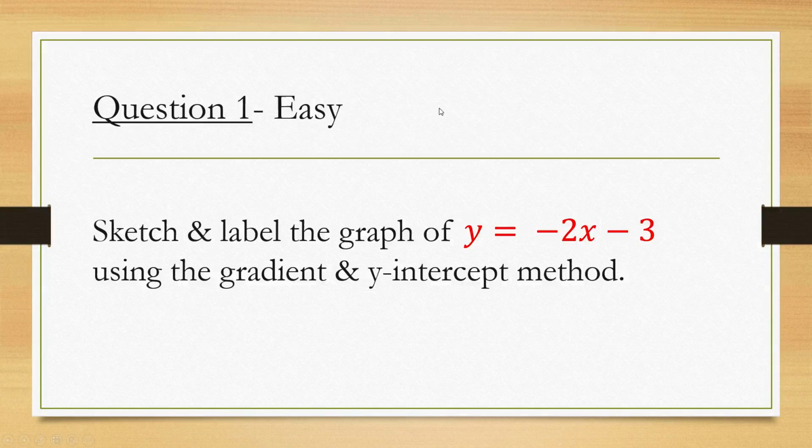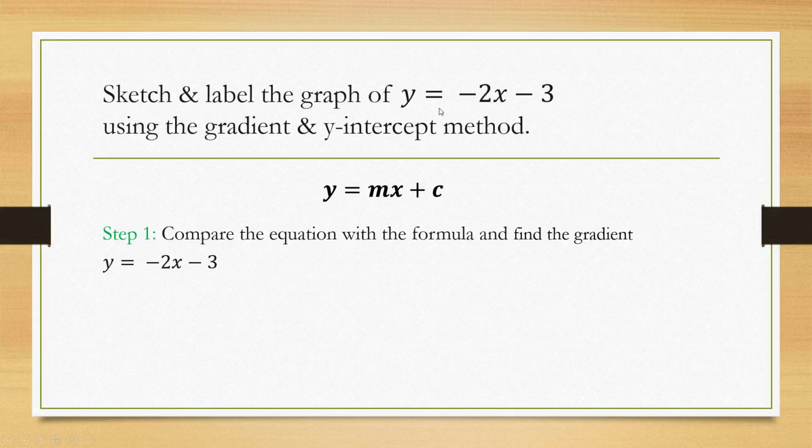Our first question is to sketch and label the graph of y equals negative 2x minus 3 using the gradient and y-intercept method. Our first step is to compare the equation with the formula and to find its gradient. When we compare our equation y equals negative 2x minus 3 with the general formula, we can see that negative 2 is its gradient as it represents the m in the general formula. So then we would write m equals negative 2.